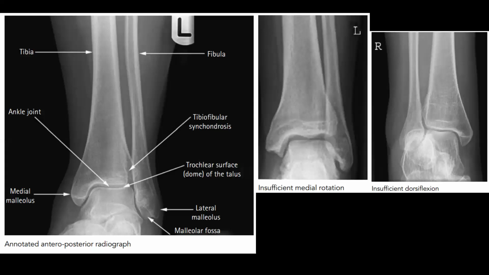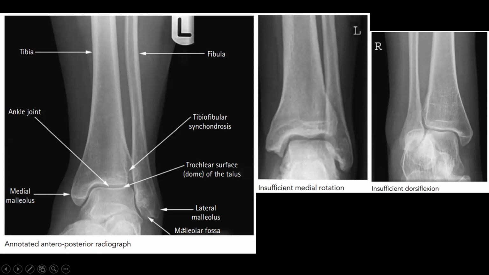So this is the AP radiograph of the ankle, which is showing the lower end of tibia and fibula. This is the ankle joint proper, or talar dome, articulating with the lower end of tibia. This is the medial malleolus, this is the lateral malleolus, this is the malleolar fossa, and this is the tibiofibular synchondrosis.